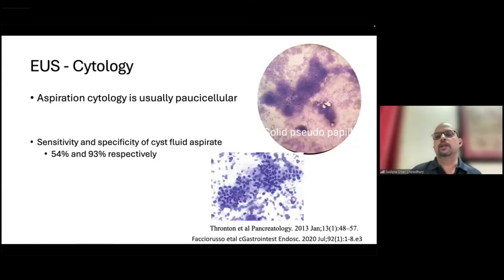From inside the cyst, we can always aspirate the content and examine it for cytology. The problem with cytology is that the aspirate is usually paucicellular, and therefore getting a correct diagnosis is sometimes difficult. The sensitivity and specificity of aspirated fluid are 54% and 93% respectively. So it is definitely a poorly sensitive test, but if you have good cytology, then you can easily diagnose even solid pseudopapillary tumors or a neuroendocrine tumor.